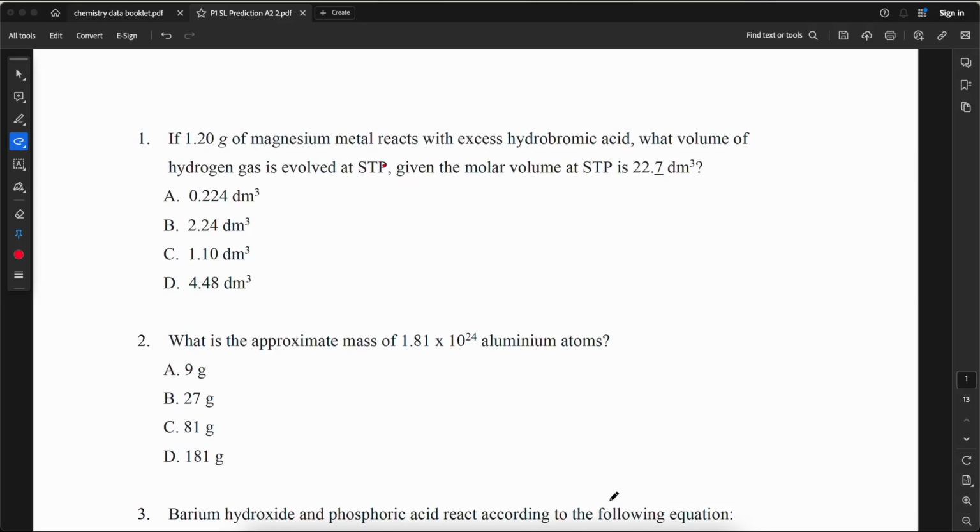Today I'm going to explain another example of prediction Paper 1 for Standard Level. It is not guaranteed 100% that these questions will appear in the exam, but you can treat them as a mock test to check whether you are ready for the exam, or to investigate what kind of topics you are still struggling with, and then you can go back and do some revision.